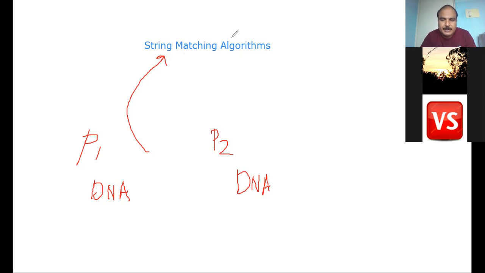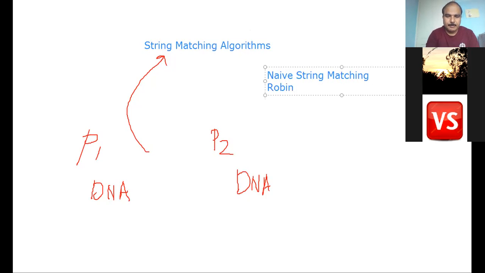that are described as part of your syllabus. There are four types of string matching algorithms mentioned in your syllabus. The first is the naive string matching algorithm. The next is the Rabin-Karp string matching algorithm.